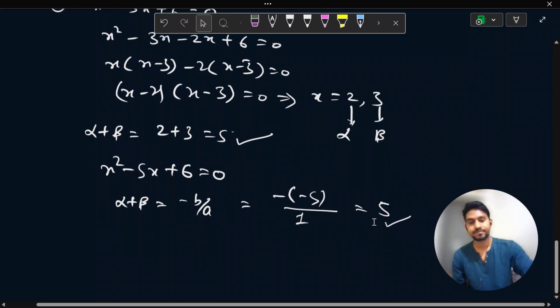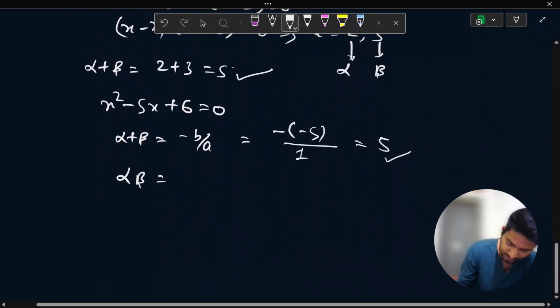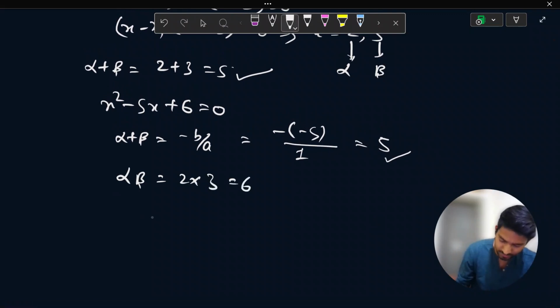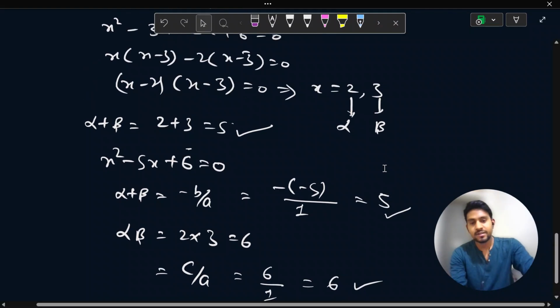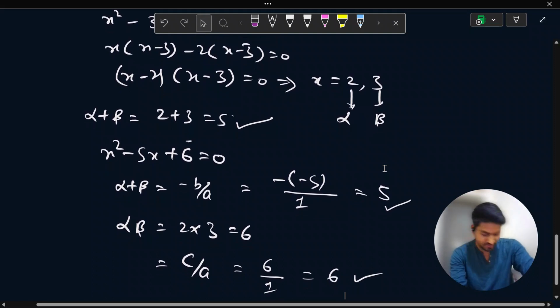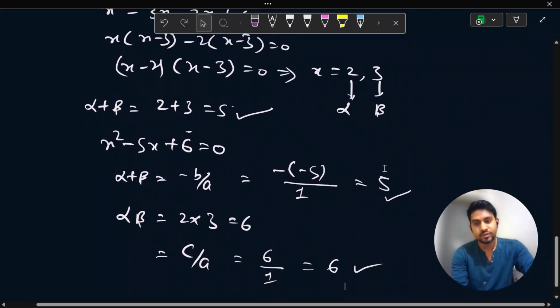Okay, and we can find the product of roots alpha beta: 2 into 3 is 6, and also c by a, here c is 6 and a is 1, which is also correct. So these are the very standard results which everyone has to keep in mind. They are very useful while solving problems.